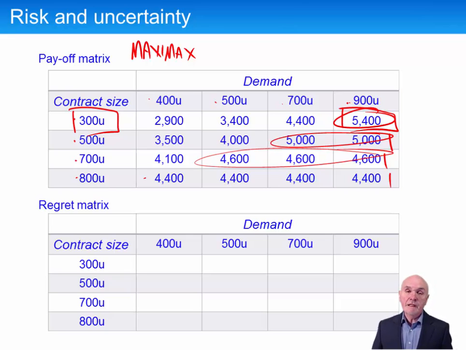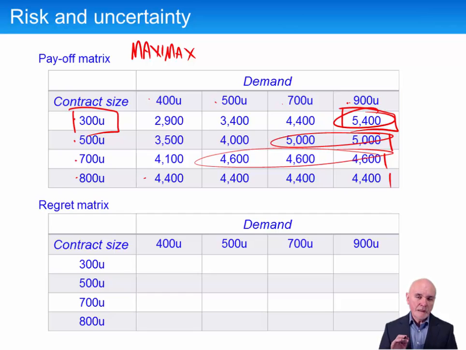The final one to be looking at is what's called the Minimax regret. And this person is a bit of a kind of crazy, mixed up person. This person always looks back on what's happened and says, oh, if only I had done something else. And they're always kind of looking back to see if they have regretted their decision. So, it's a little bit difficult to get into this.